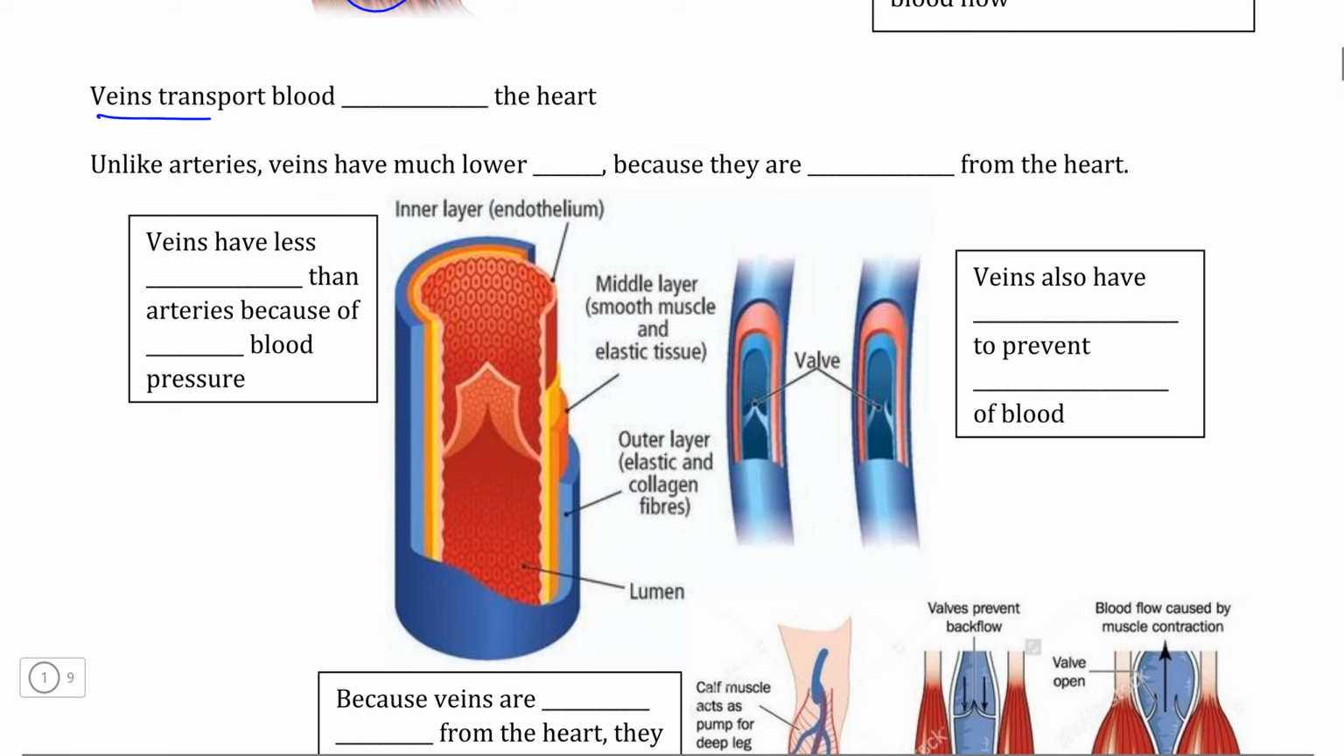So the only functional difference of veins is that they transport blood back to the heart, meaning that their job is to collect all of the carbon dioxide that the cells in your body are going to produce in order to bring this back to the heart so that it can then be transported to the alveolar capillaries where it can be exported.